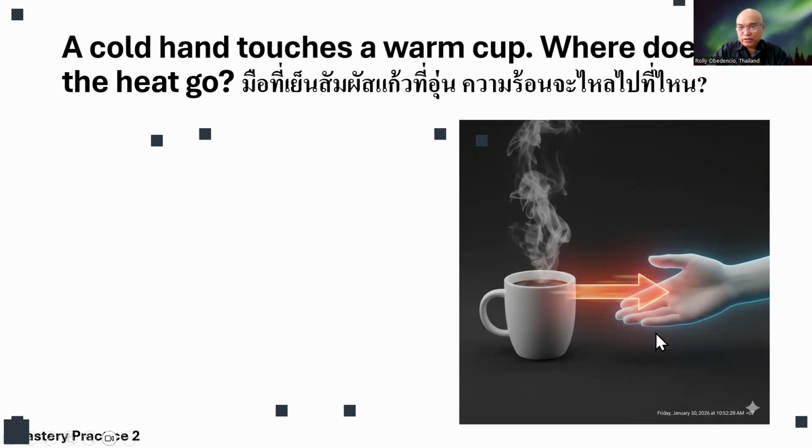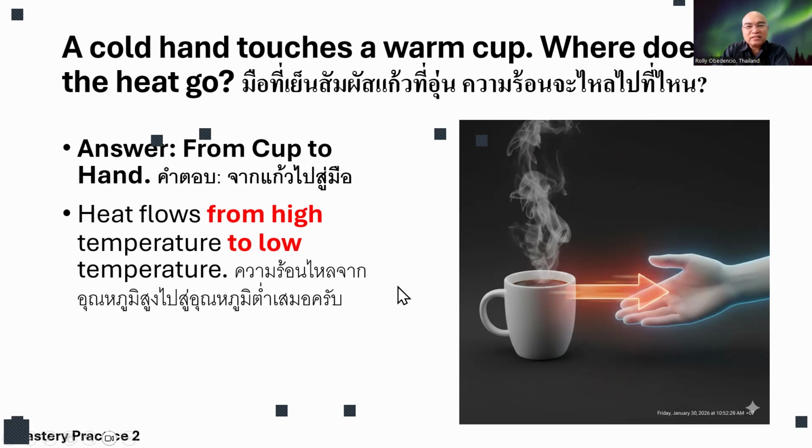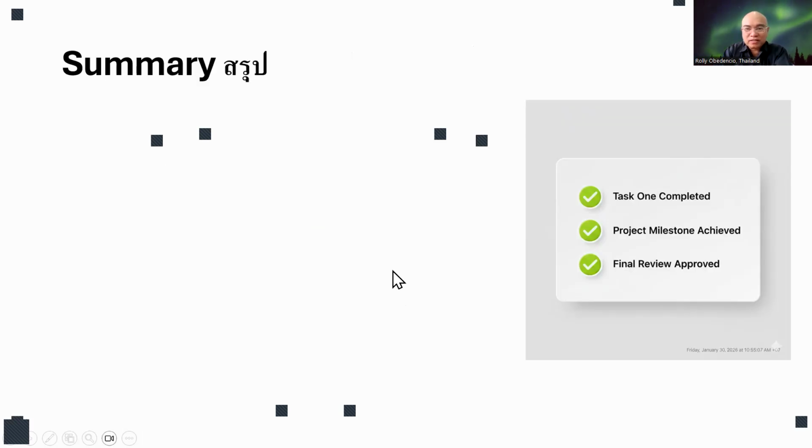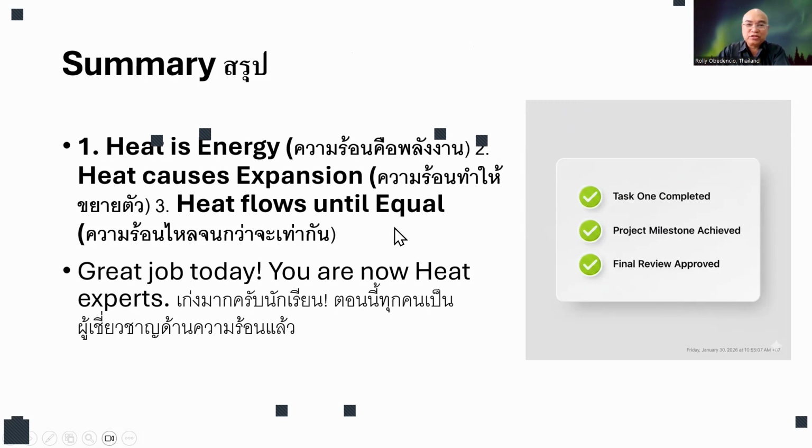A cold hand touches a warm cup. Where does the heat go? Remember, the heat goes from cup to hand, of course, but honestly, it's from hot to cold. Heat flows from high temperature to low temperature. Now, for the summary of our study, heat is energy, and heat causes expansion. Heat flows until equal.